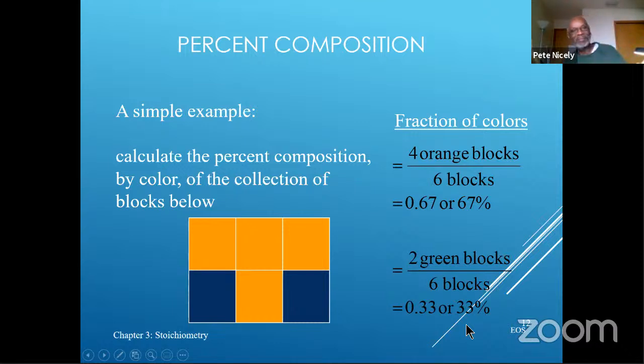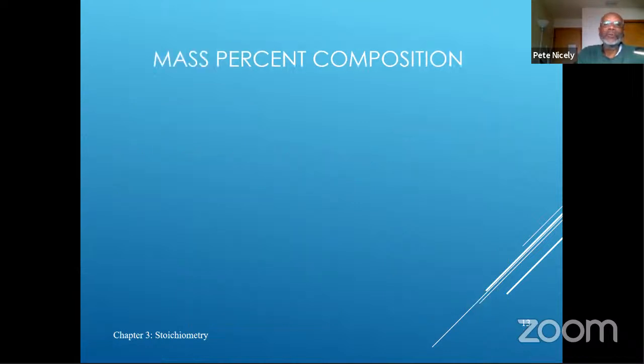So that's basically how this works. And you're going to see the same principle at play when it comes to percent composition of a substance, all right? So when we're talking about percent composition, in the vast majority of cases in regards to compounds, we're talking about percent by mass, all right?